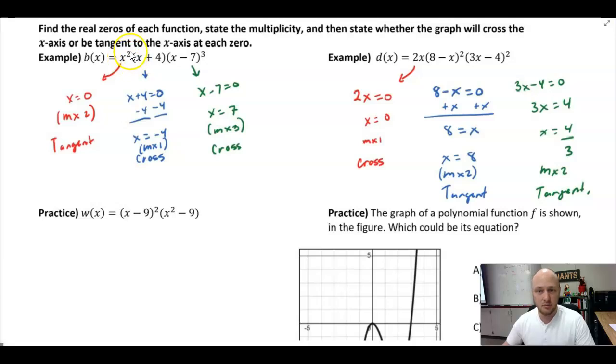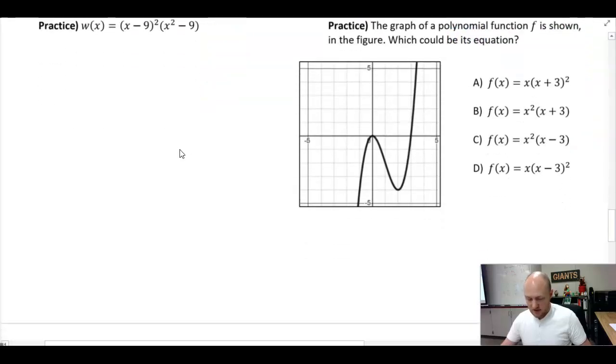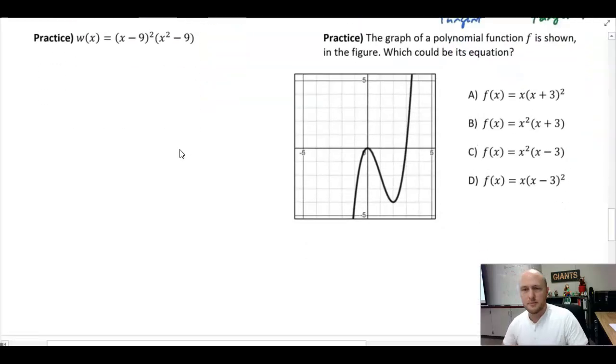If it's an even multiplicity, 2, 4, 6, 8, then it's going to be tangent. You're going to have an extrema at that location. We'll look at that in a second. And then if it's odd, you're just going to pass through it. Hopefully that made sense. I want you to go ahead and try these 2 examples. I'll talk through these in a second.